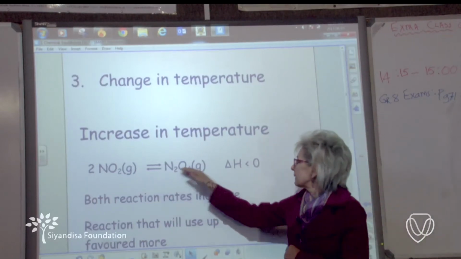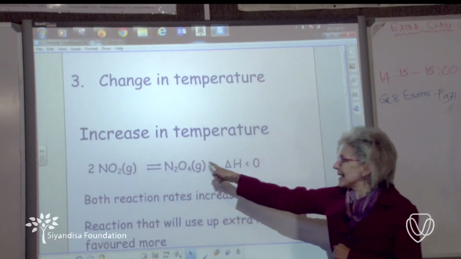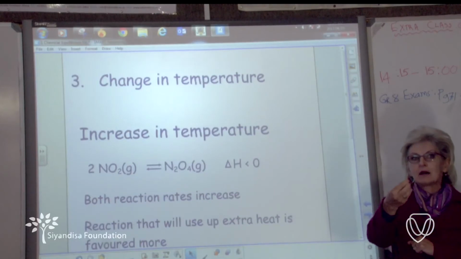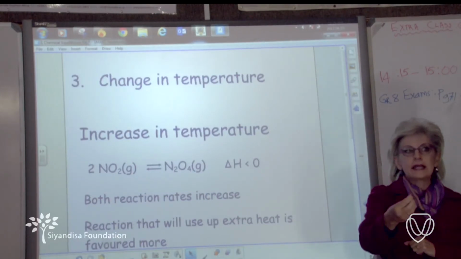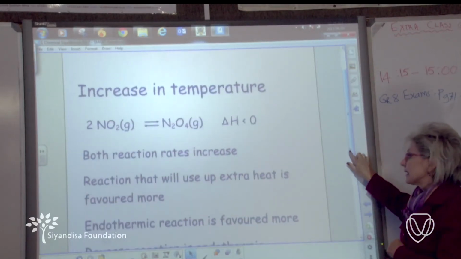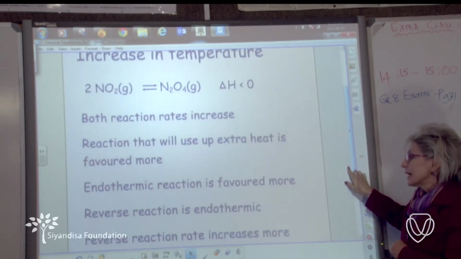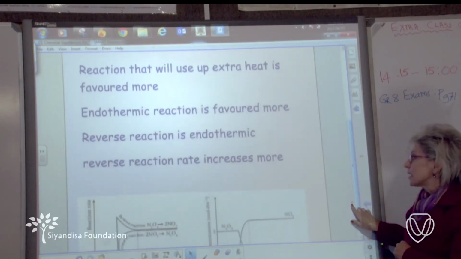Now, if I look at delta H here, being negative means my forward reaction is exothermic. An exothermic reaction gives off heat to the surroundings. It does not want heat. It's difficult to give away heat if it's hot around you. So that means that the endothermic reaction is favored more. The reverse reaction is endothermic, so the reverse reaction rate will increase more.